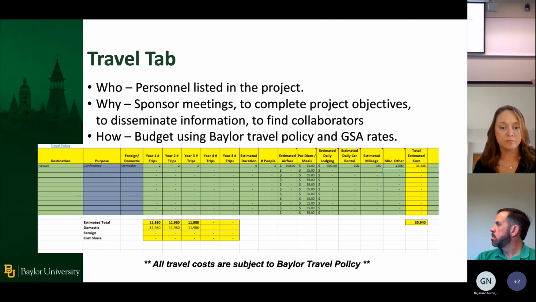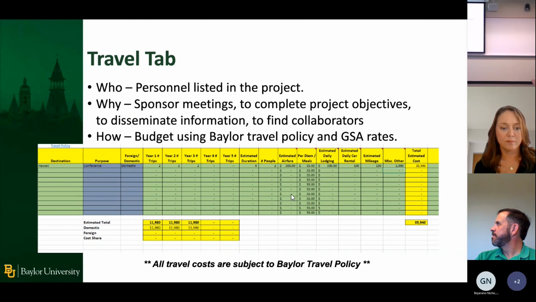They also have the per diem. You either have to use Baylor's per diem or the GSA per diem. So usually the GSA per diem is going to be higher, like if you're in a larger city. If you're in New Mexico, it's probably going to be a little bit lower, so you might want to go with the Baylor rate.